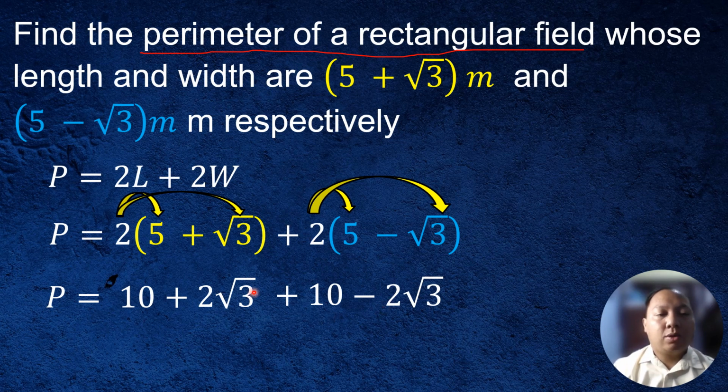Now, if you notice, we have positive 2 square root of 3 and negative 2 square root of 3. Therefore, we can cancel them, because 2 square root of 3 minus 2 square root of 3 is 0. Now, this 10 and 10, we can add. So, 10 plus 10 is 20. Therefore, our perimeter is 20 meters.